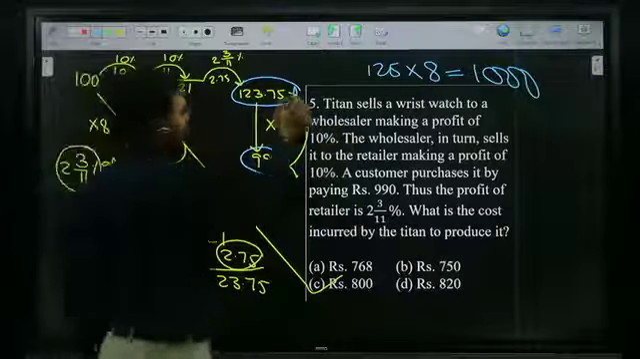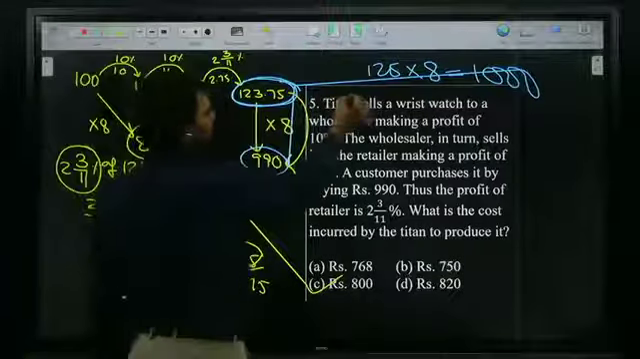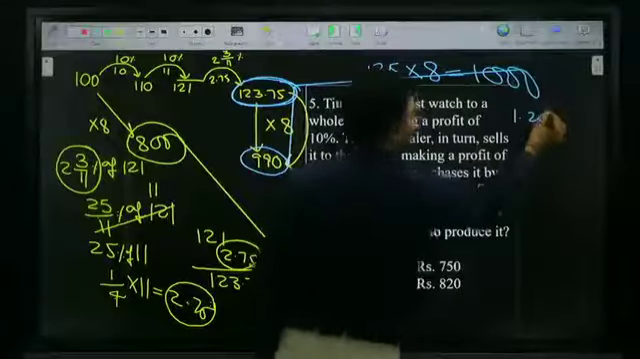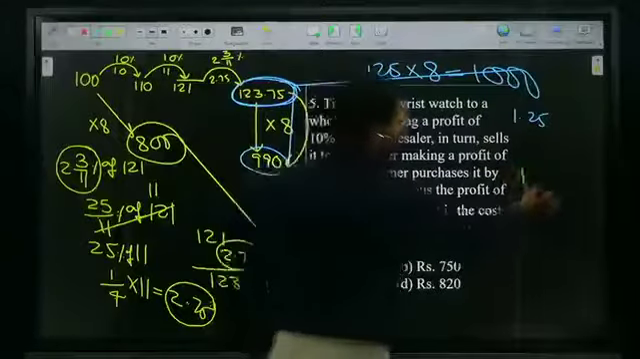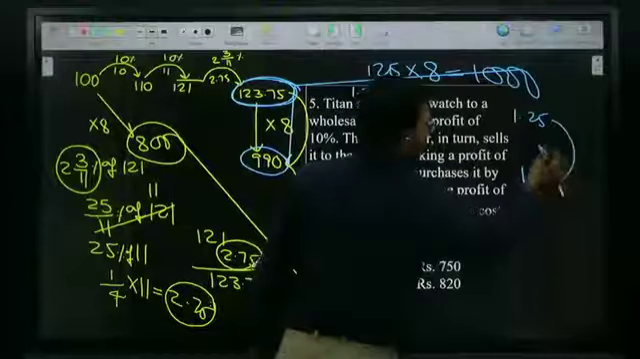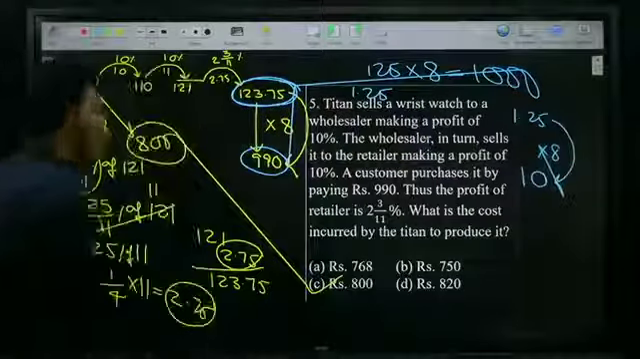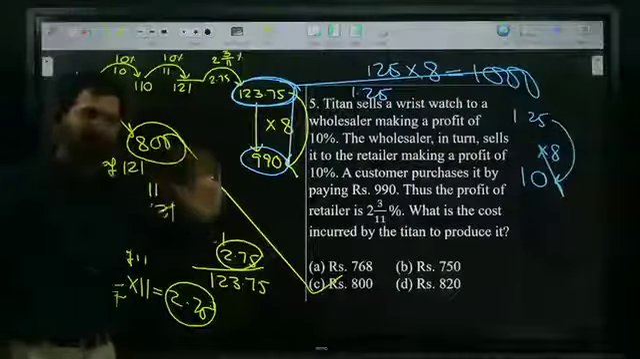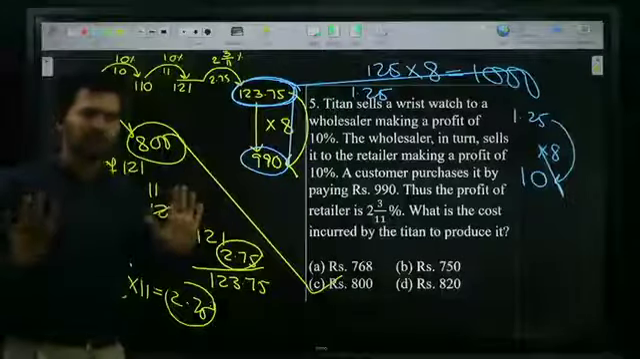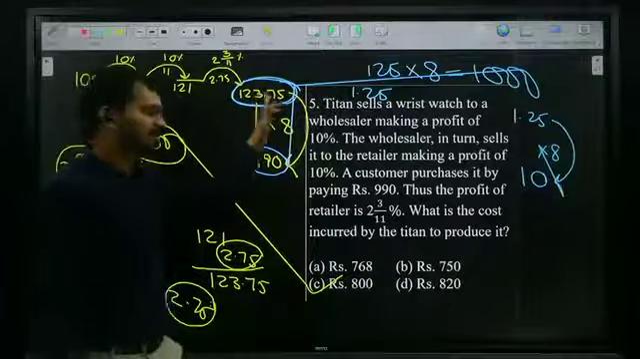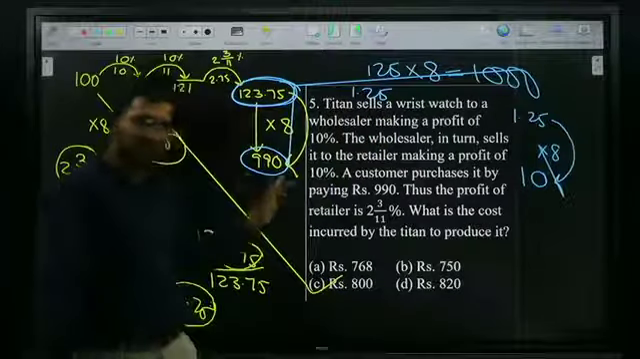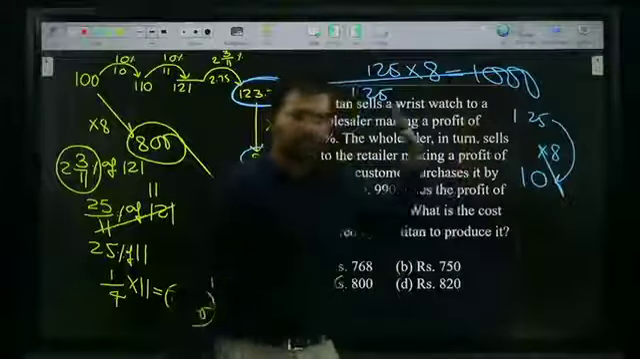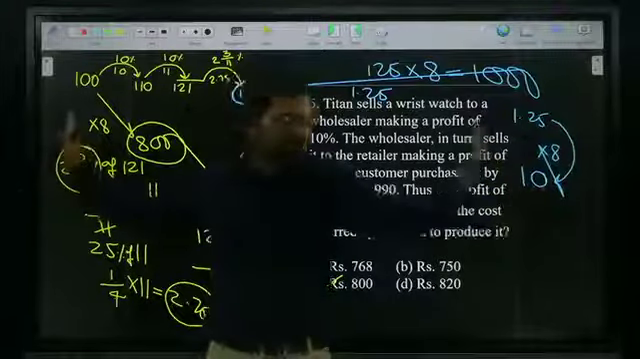Still, if you need an explanation for 125, this is how much less? 1.25 less. For 1000, this is how much less? 10 less. 1.25, how many times does 10 go? 8 times. Therefore, 8 times of 100 is 800. If you go for cross multiplication, it will take some time. Don't go for cross multiplication.